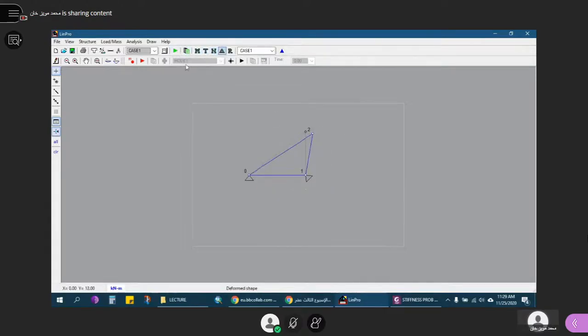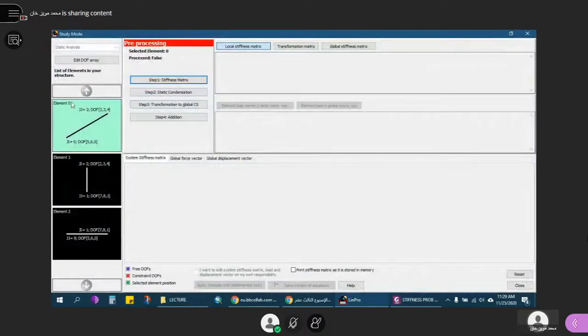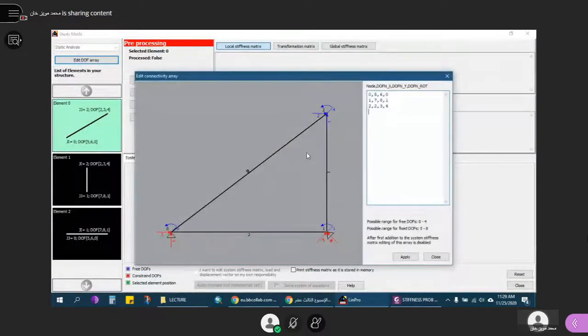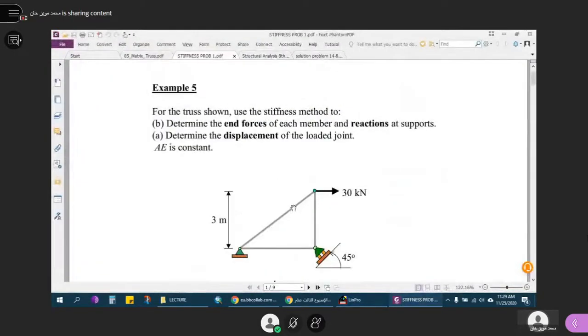So now what's the next thing? We need to go to the blue button over here. Next, we have to see the degree of freedom assigned to each of the nodes. Okay, and what is the problem asking? To determine the end forces of each member and reactions at the supports and determine the displacement of the loaded joint. Means I need to find out the displacement at this joint.